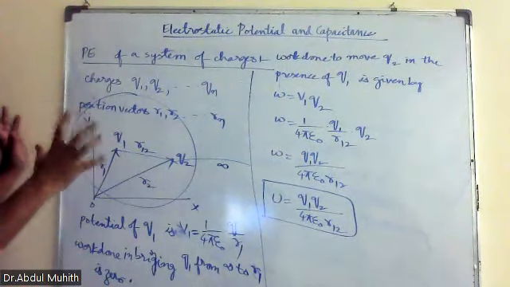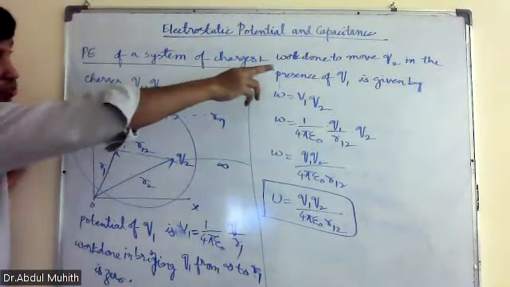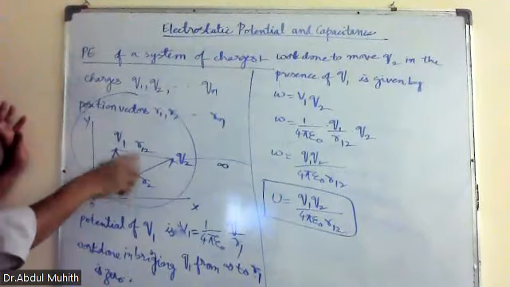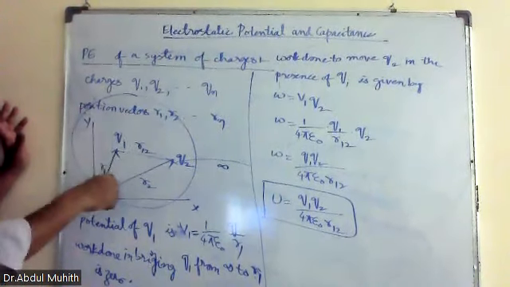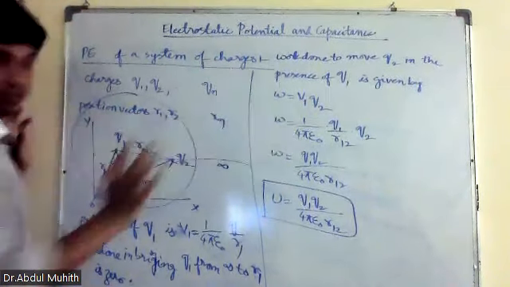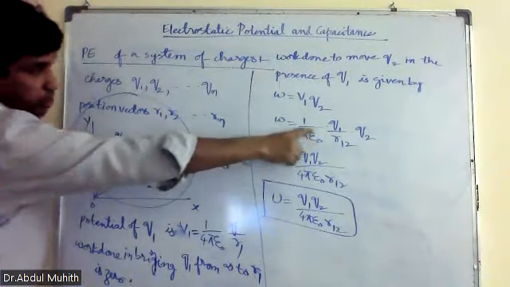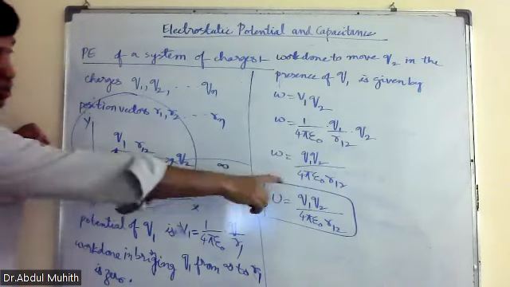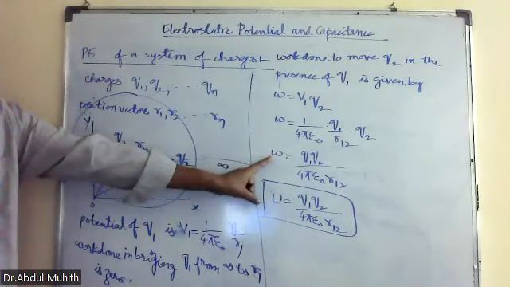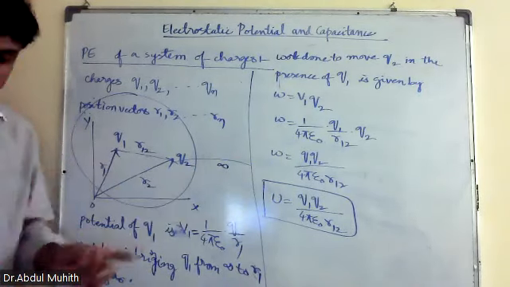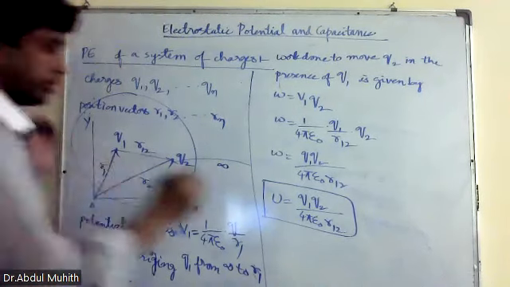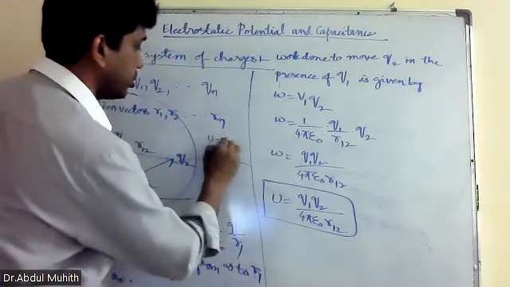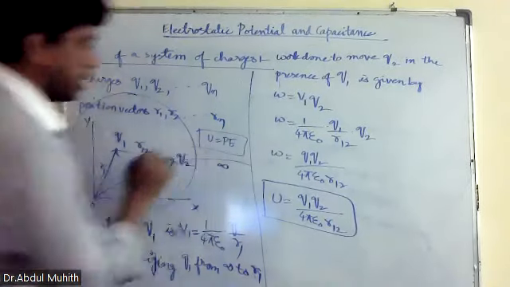I have to do some work. So the work done to move Q2 in the presence of Q1 is W is equal to V1 Q2. What is W? 1 by 4 pi epsilon 0 Q1 Q2 by R12. Why R12? This is the distance. So when you simplify, you get this formula. Instead of writing W, I'm writing U, because U is the potential energy. Potential energy and work done have the same dimensions.